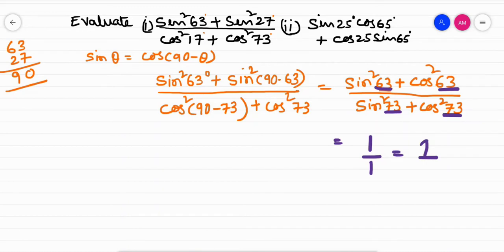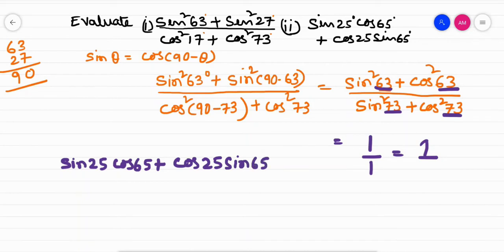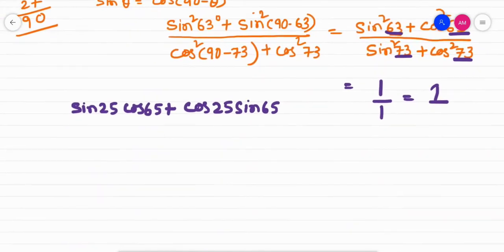Now see the next question. Sine 25 cos 65 plus cos 25 sine 65. Look here. This is also this type of question only. See here, 25 and 65, you add and see. 65 and 25 will give you 90. So you change any one of this. Suppose we are changing this one.